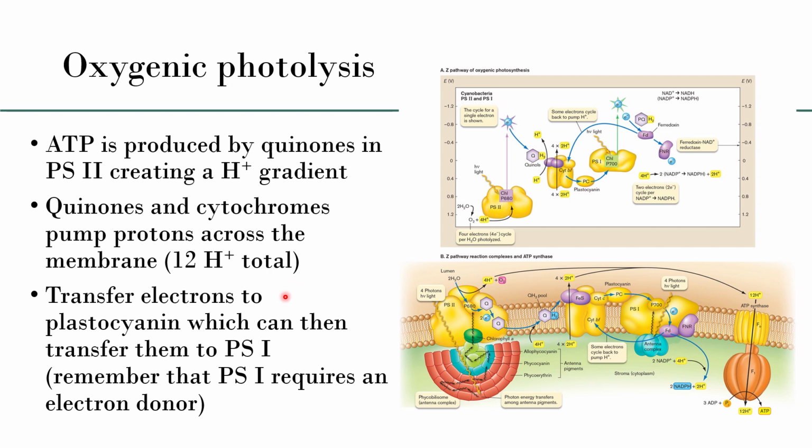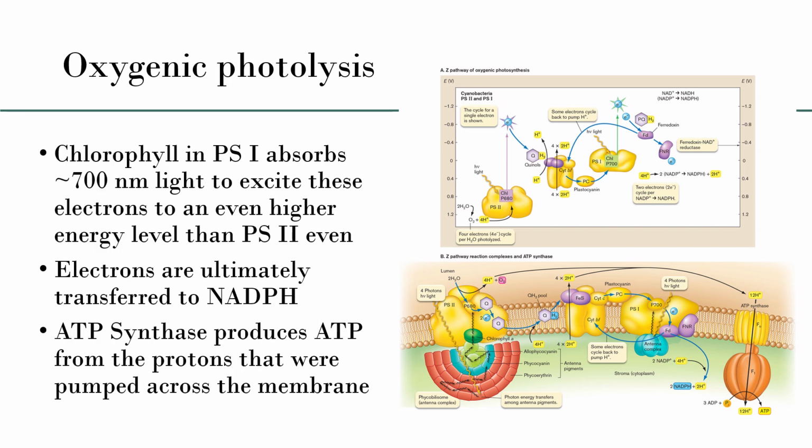And then it's going to transfer those electrons to plastocyanin, which then transfers them into photosystem 1 here. Because remember that photosystem 1 requires an electron donor, so it's getting that from the original water that we took the electrons from. And then in photosystem 1, we are taking in 700 nanometer light. So now not quite as much energy, but still really high energy visible light to excite the electron again. And because of this, it's ultimately able to make NADPH. So we get ATP synthesis and NADPH synthesis.